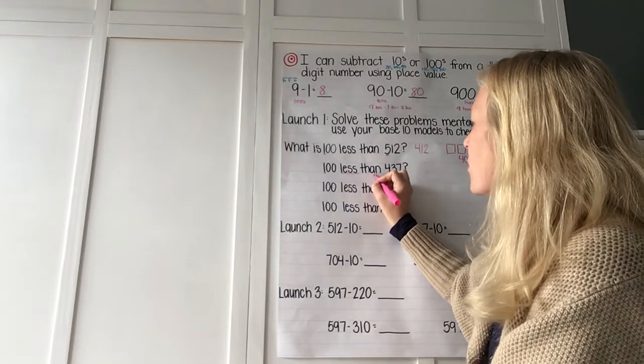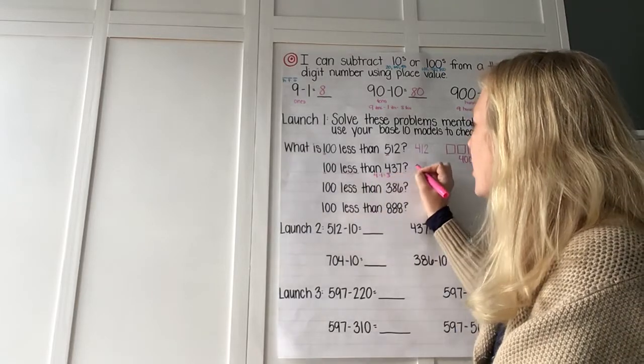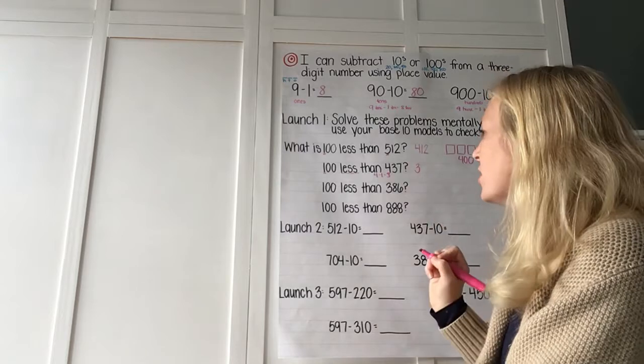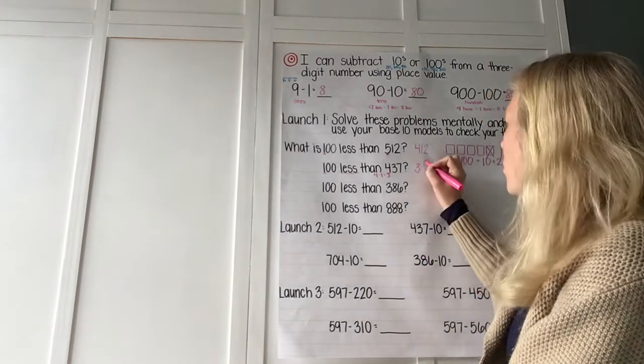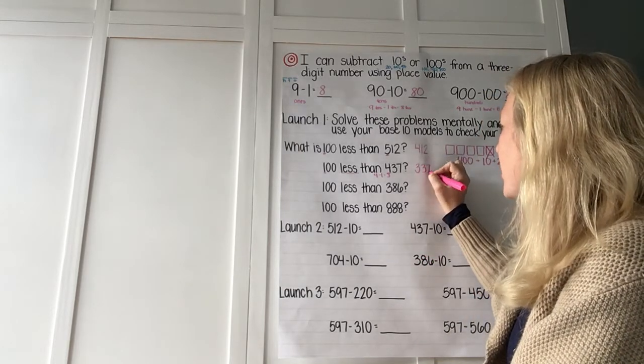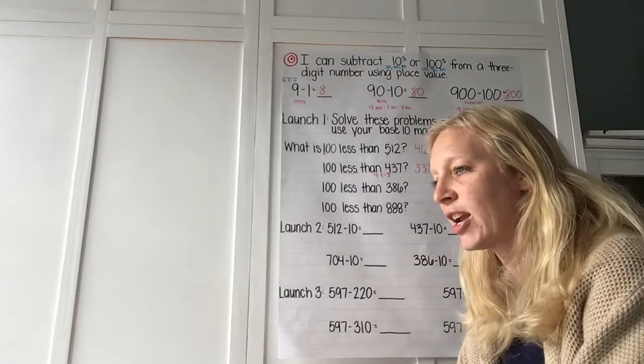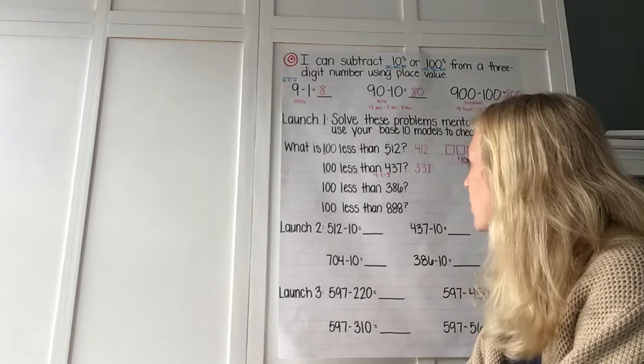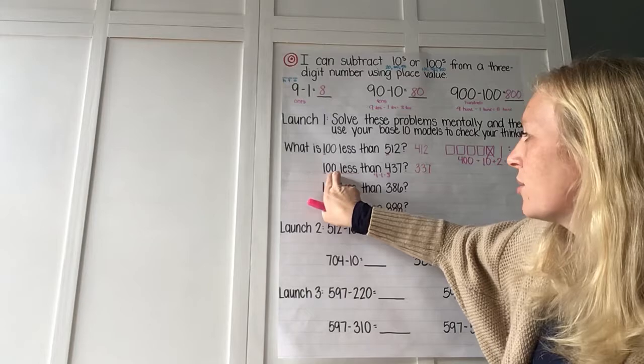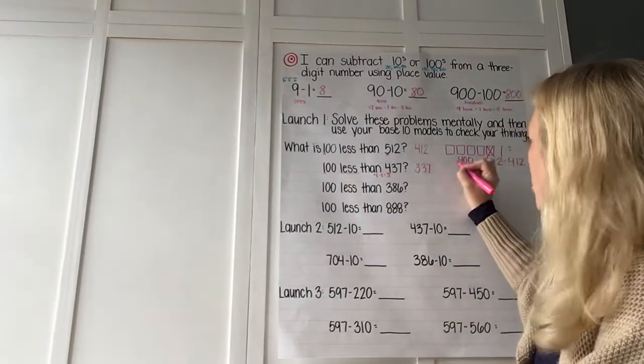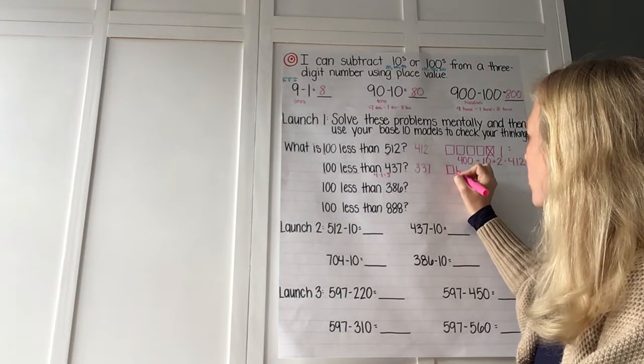Okay, so 4 take away 1 is 3. So you have 3 hundreds. Why does your 3 in your tens place and your 7 in your ones place not change? Because there's zeros in that 100. And so when you showed your model, what did you do to show that?